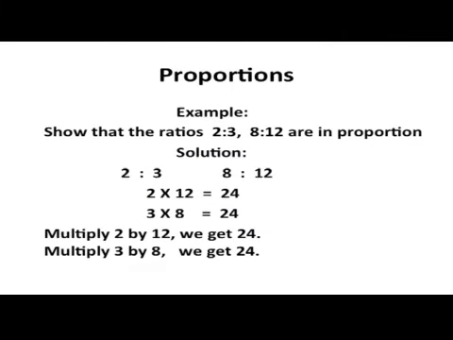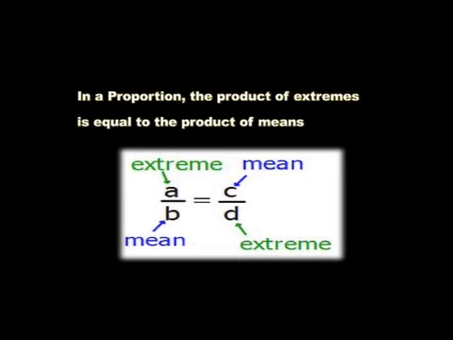Now we have to multiply the means, that is 3 into 8 is equal to 24, and the extremes, 2 into 12 is equal to 24. In the above example, multiply 2 by 12 we get 24, multiply 3 by 8 we get 24. In a proportion, the product of extremes is equal to the product of means.